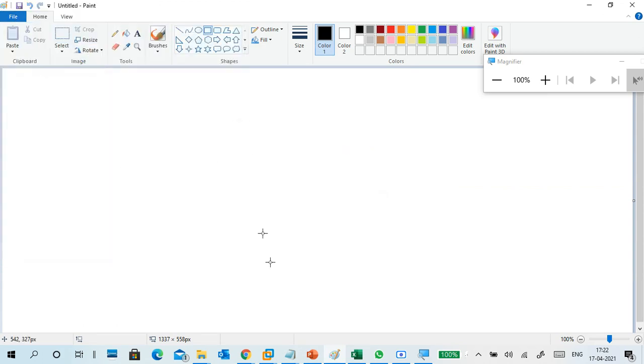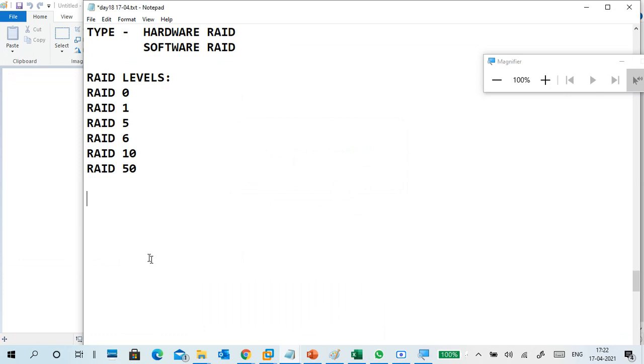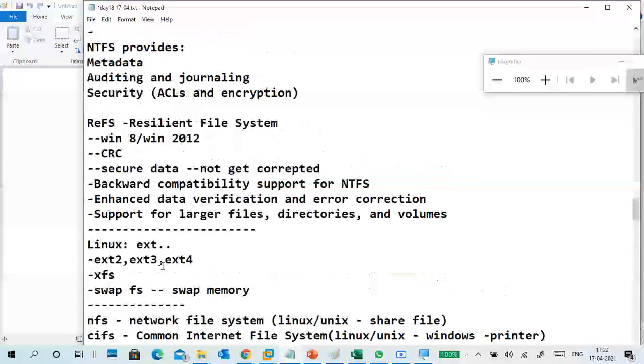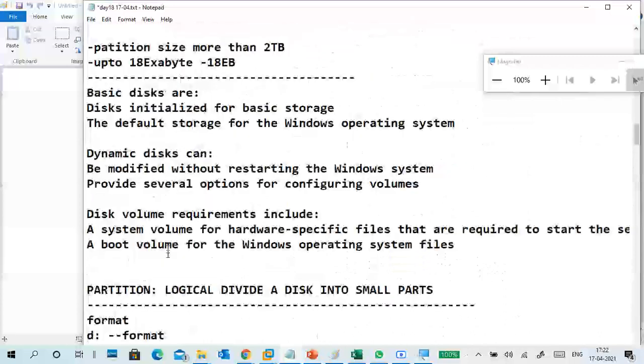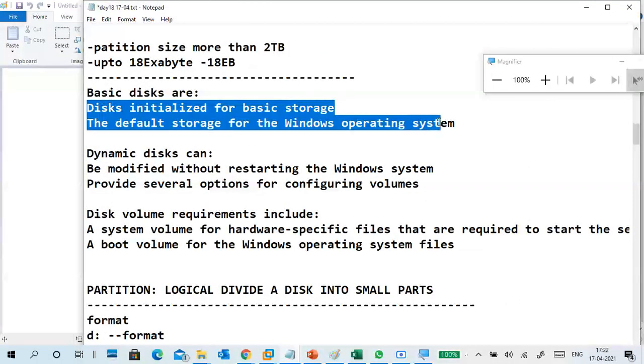Already we discussed what a basic disk and a dynamic disk are. Here it is. A basic disk is for a single disk only. We can create partitions and put an operating system on it. Logically we are dividing a basic disk into small partitions.